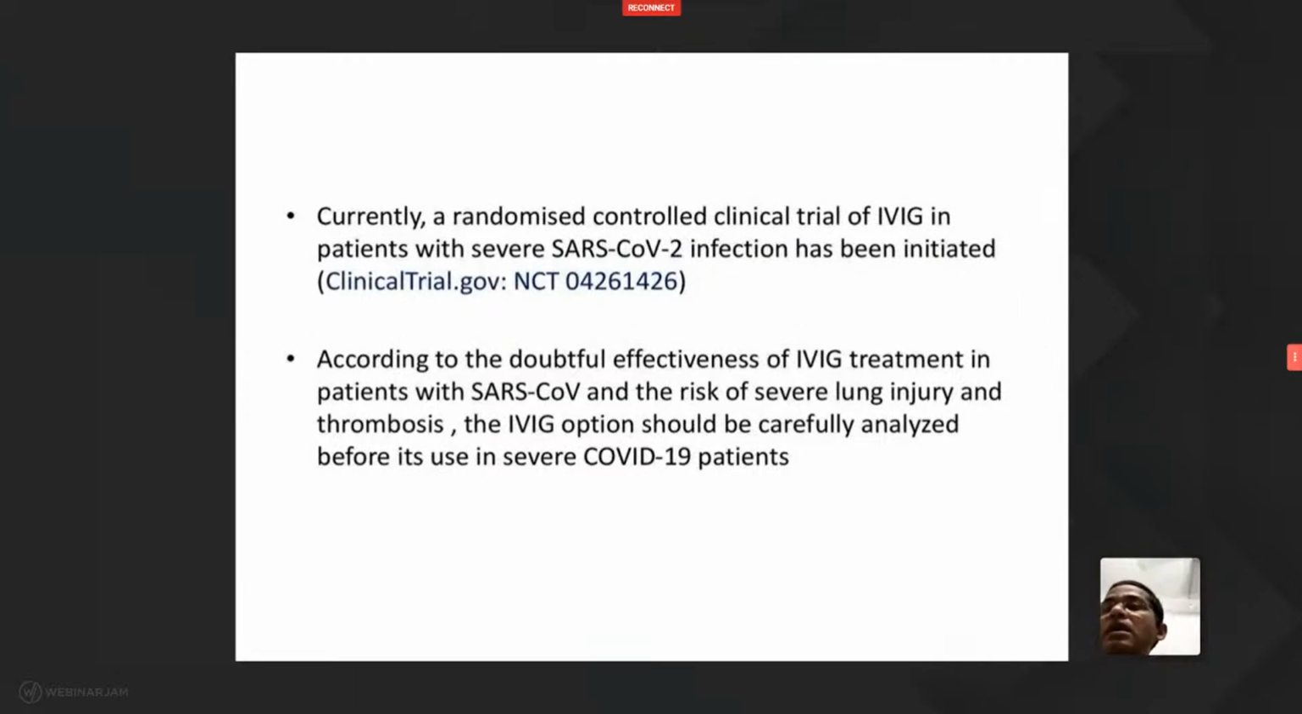Currently, a randomized control trial is going on for this drug, that is IVIG, in severe COVID infection, which has been initiated, and there is doubtful effectiveness of IVIG treatment in SARS-CoV, and that there is a severe lung injury and thrombosis. The IVIG option should be carefully analyzed before using it in a severe COVID-19 patient.